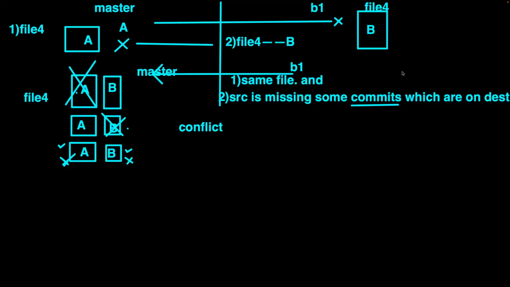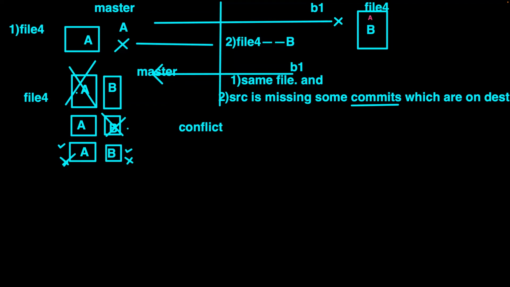So if source is missing some commit which is on destination, here what is source missing? Which commit is the source missing here? A. Exactly. Commit A is the one that is missing here. Hence, you are getting a conflict. It's the same file you are trying to merge, the same file is on both the branches, and commit A is missing on the source, which led to this.